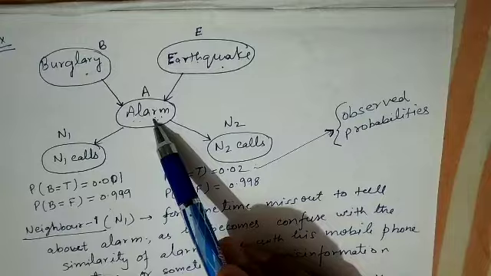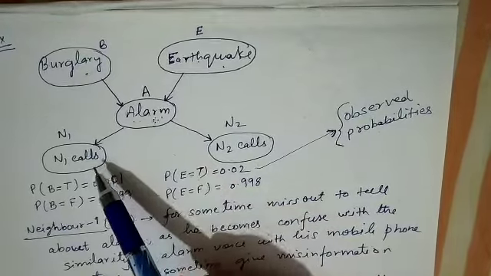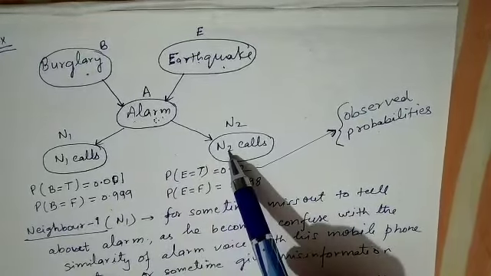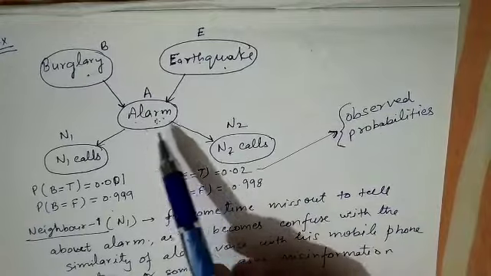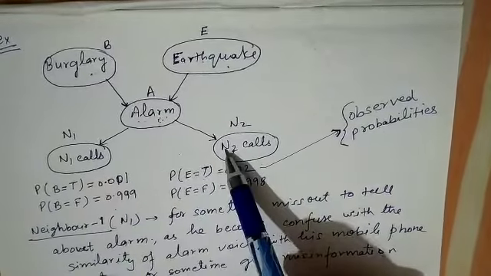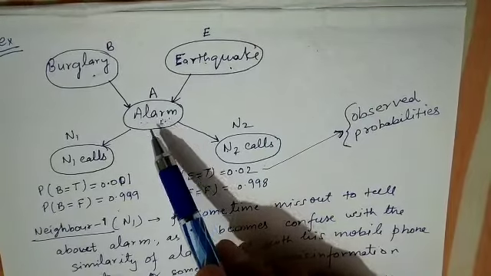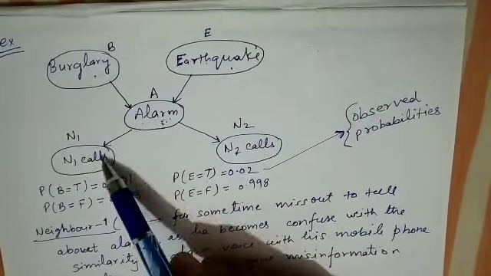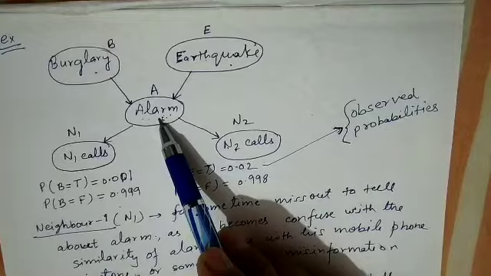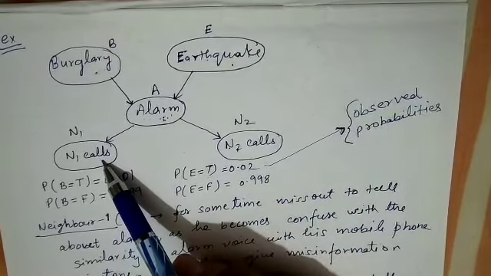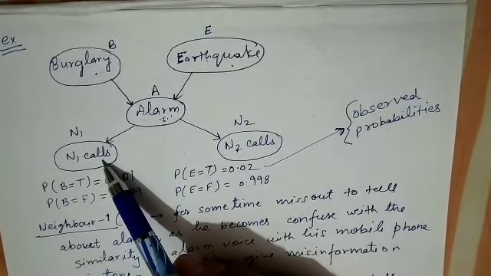There are some other cases. There are 2 neighbors, N1 and N2, of that person, and he told them, okay, I am going out of the station, and please, if the alarm blows in my house and you hear it, please call me immediately.